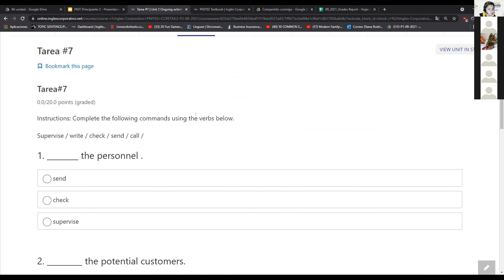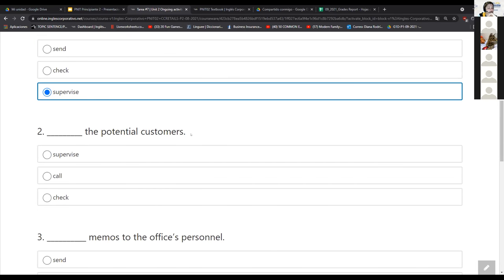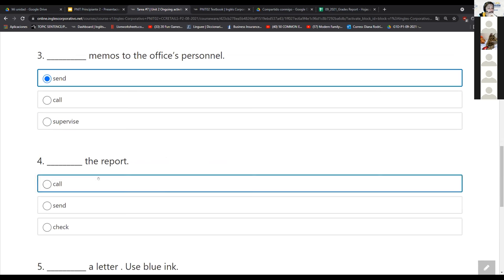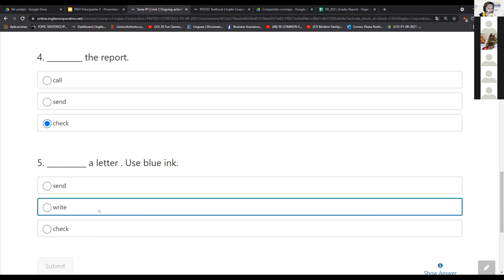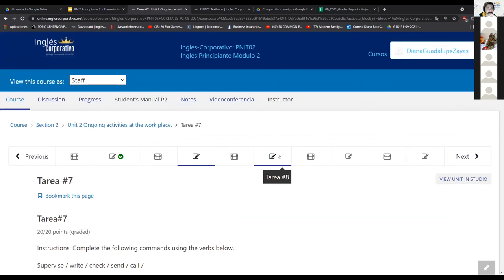Says, complete the following commands using the verb below. Supervise, write, check, send, call. So the personal. Supervise, check, excellent. The potential customers. Eso lo vimos en una conversation. Call, excellent. Memos to the office personnel. Memo, send, correct. The report, check. Correct. A letter, use blue ink. Right. Write a letter, use blue ink. Como que nos despertamos más con este exercise. Excellent, good job. Number eight.